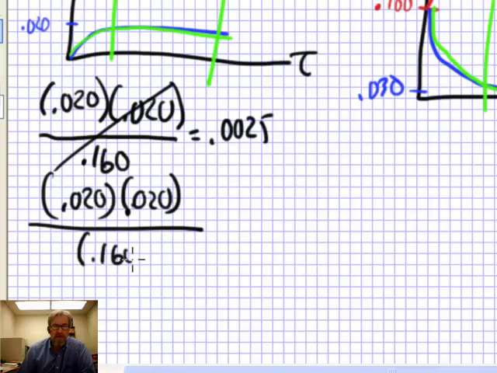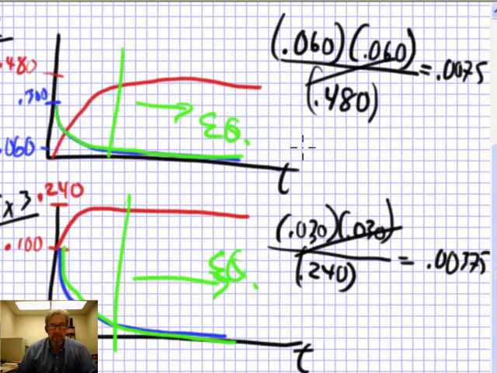Divided by 0.160, but we're raising this to the second power because its coefficient is 2. When we do the calculation, we come up with 0.016. Now let's try that for experiment number 2 and find out if we get the same result.